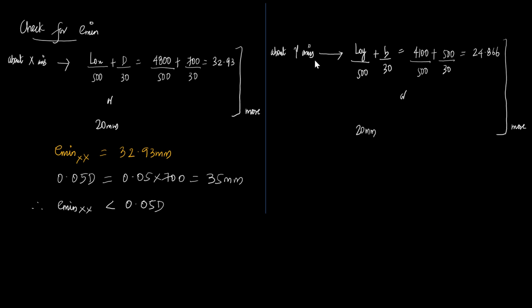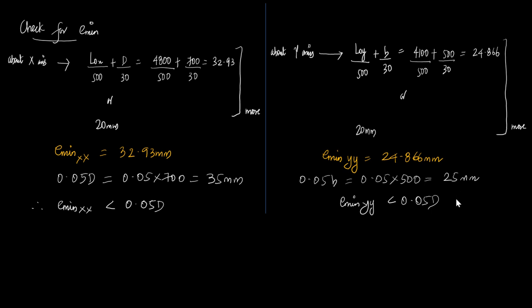The second one, about the y-axis, if I am taking LOY divided by 500 plus B by 30, here along the y-axis the lateral dimension is B, so I will get it as 24.866 or 20 mm, whichever is more, so I will take it as 20 mm. Now 0.05 into the lateral dimension, that is 0.05 into 500, is 25 mm, which means E minimum is less than 0.05 D.